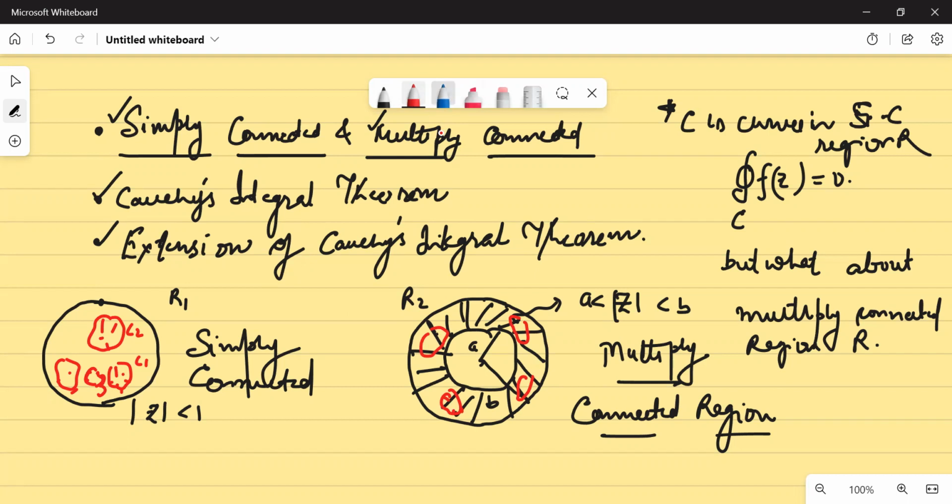But what if you take a closed curve in this fashion? This is also a closed curve. Now, when you shrink this curve, it will go inside this circle, that is mod z less than a. In fact, you can see that this region, which I have shaded in black, can be written as mod z less than b and mod z greater than a. Okay. So in this regard, I would say that this is a multiply connected region.